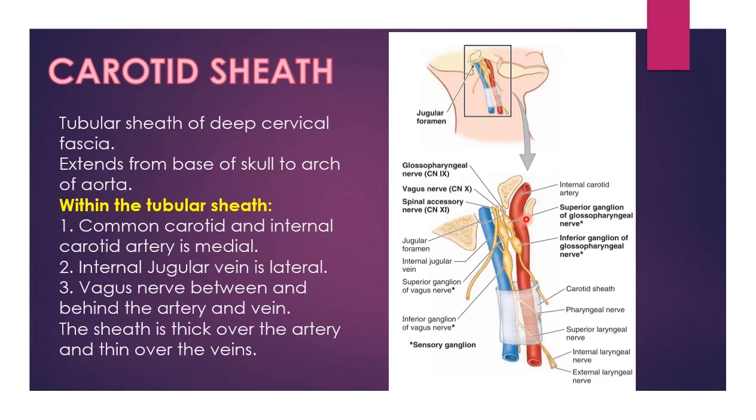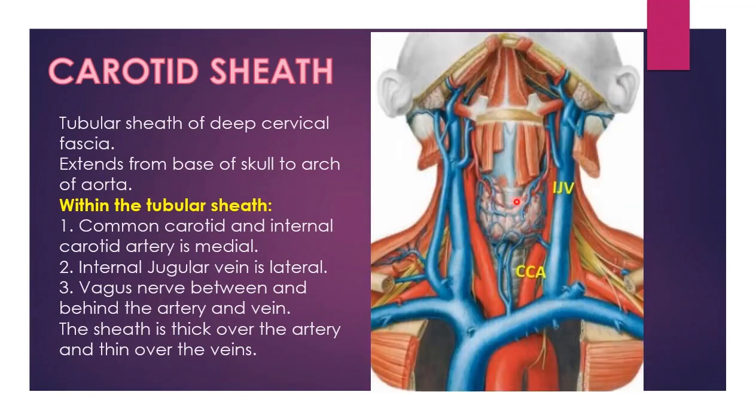Okay, then how is the sheath formed? Here you are able to see the common carotid artery, which is dividing into the external and the internal carotid artery. This is your internal jugular vein. The sheath will extend from the base of the skull to the arch of the aorta. It will merge with the adventitial coat of the arch of the aorta.